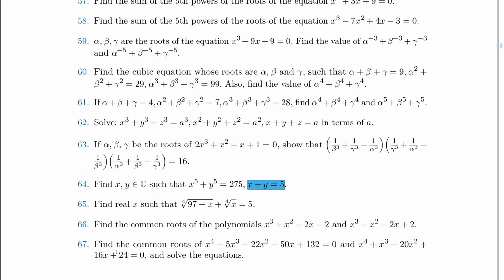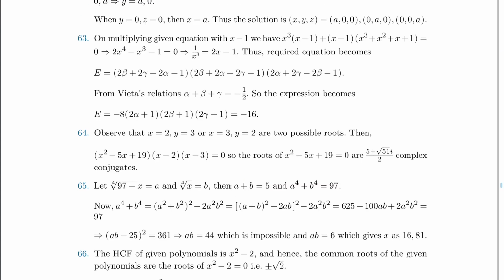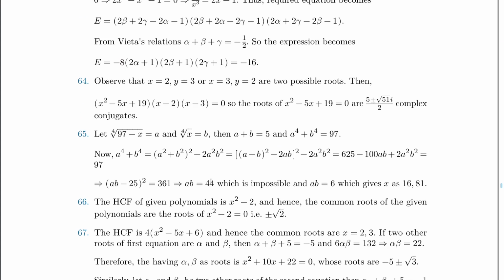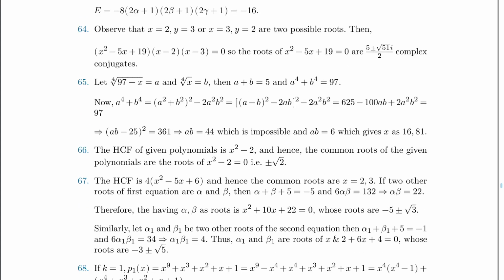Question 67 says: find the common roots of x to the power 4 plus 5x cube minus 22x square minus 50x plus 132 equal to 0, and x to the power 4 plus x cube minus 20x square plus 16x plus 24 equal to 0, and solve the equations. So we have to find the common roots and the solutions of the equation. The HCF in this case is x square minus 5x plus 6. So the common roots would be 2, 3.